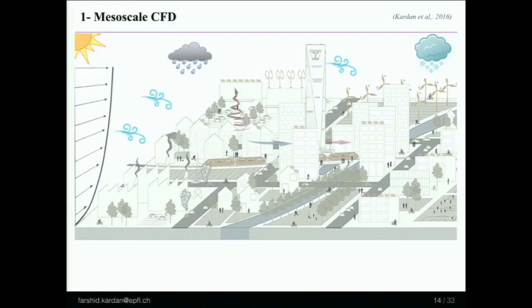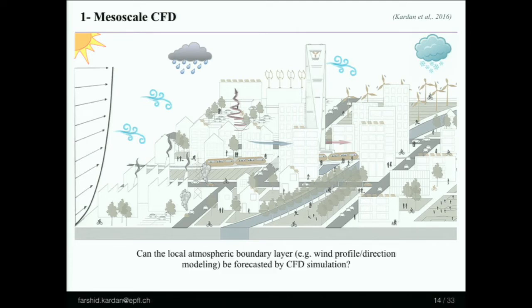So if I continue with the first step, recreating the realistic meteorological phenomena of a city, we decided to work on mesoscale CFD. The main question that we asked is: can the local atmospheric boundary layer, for example, wind profile, temperature, humidity, and wind direction, be forecasted by CFD simulation? Just please forecast it. It means that we don't want to just study the current situation. We want to study the future.